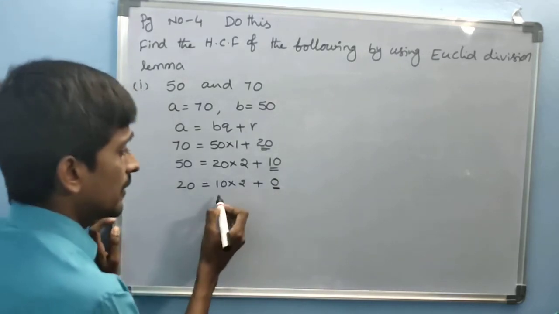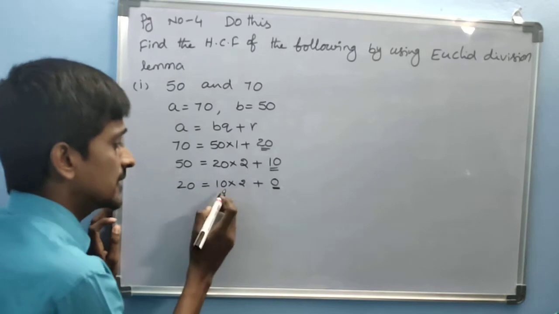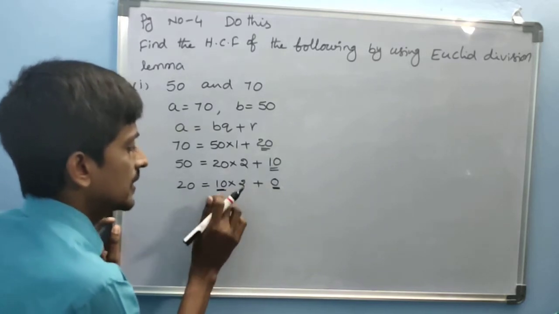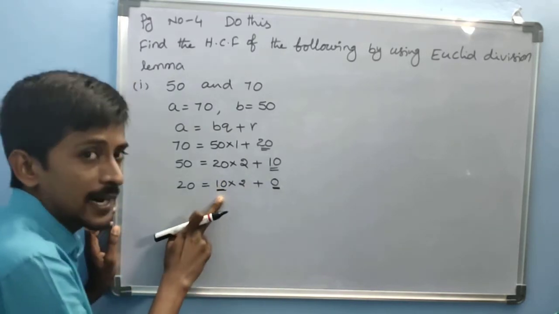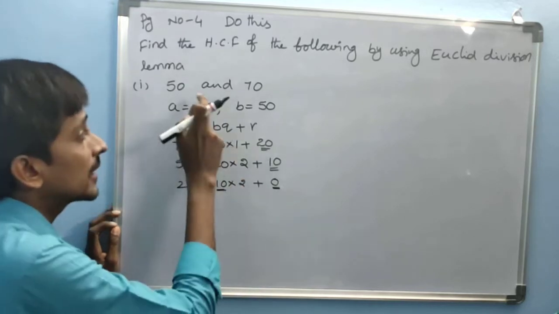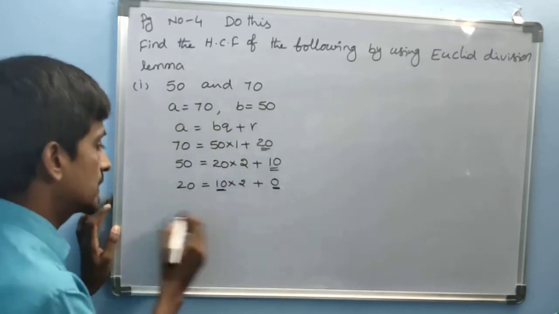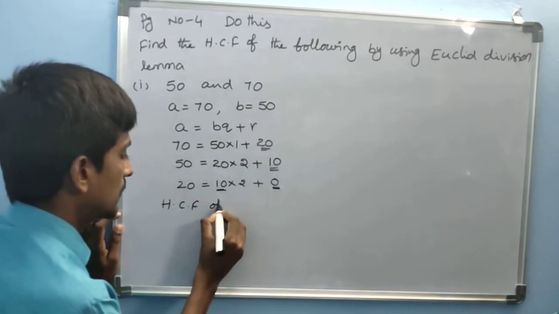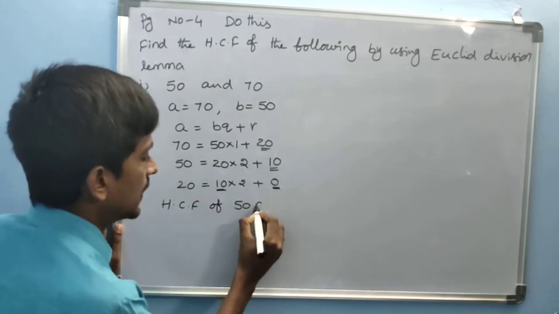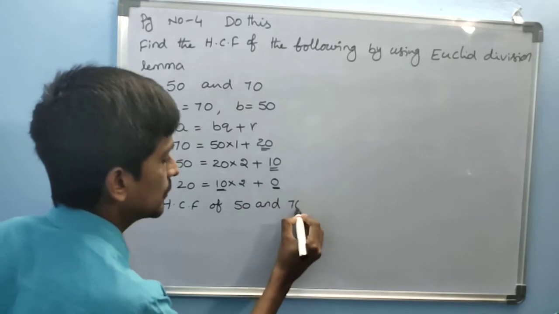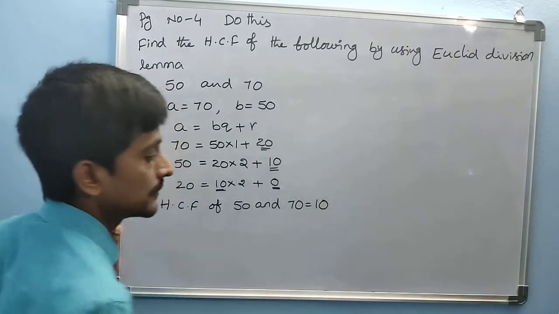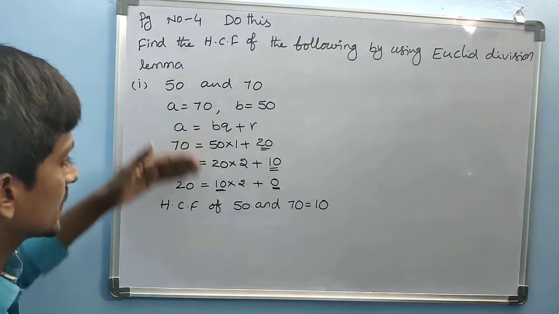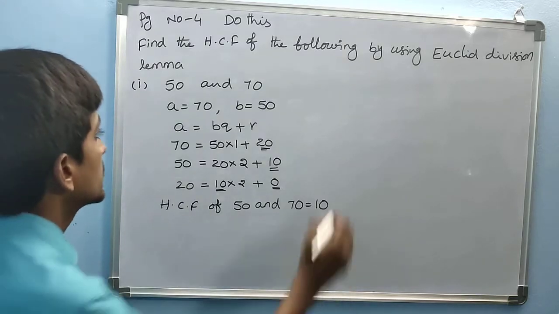So which one is 0? Which one is the B when the remainder is 0? B place is 10. So 10 is the HCF of the given two numbers. So the HCF of 50 and 70 equals 10. This is the process. Second one.